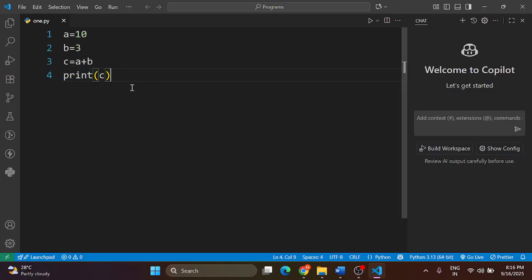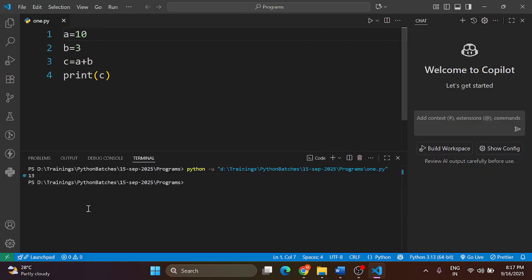We will go a little deeper in the coming sessions, where I'll try to explain these same statements in depth. But at present, think like I'm telling the computer to assign 10 to A, assign 3 to B, add them up, store the result in C, and also print the C. If you run this one, you can see the output: 13.